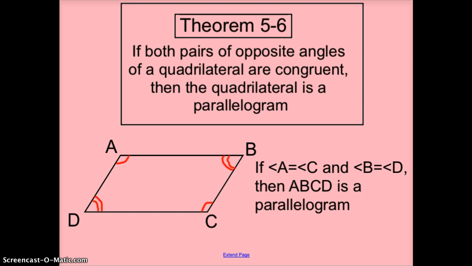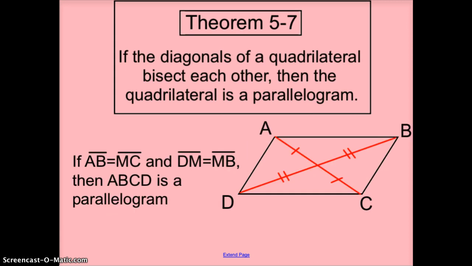If both pairs of opposite angles are congruent, then the quadrilateral is a parallelogram. This would be the converse, and they should all sound very similar to the converses of the theorems that you learned in 5.1. And finally, if the diagonals of a quadrilateral bisect each other, then you know that the quadrilateral is a parallelogram.